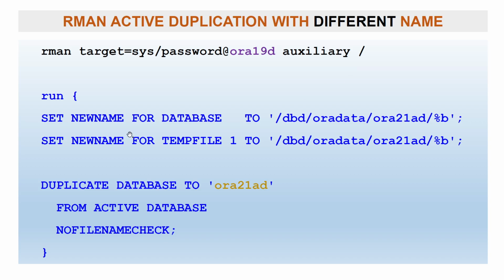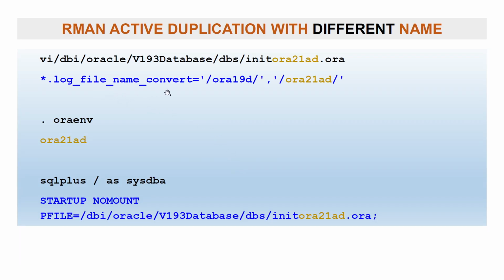Now, here you see I have said set new name for the database to this particular location, and set new name for the temp file to this particular location. These 2 commands will redirect all the data files to this location, and all the temp files to this location. Once you have done the set new name, you can use the duplicate database to command from active database nofilenamecheck. This command will connect to the source database. It will create all the data files in this location and the temp file in this location, and since we have used log file name convert, it will create the redo logs in the path which contains this particular variable.